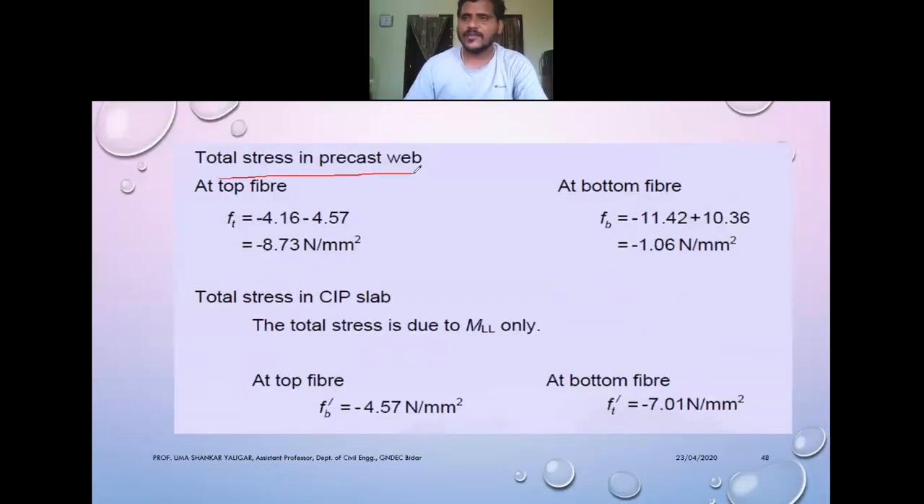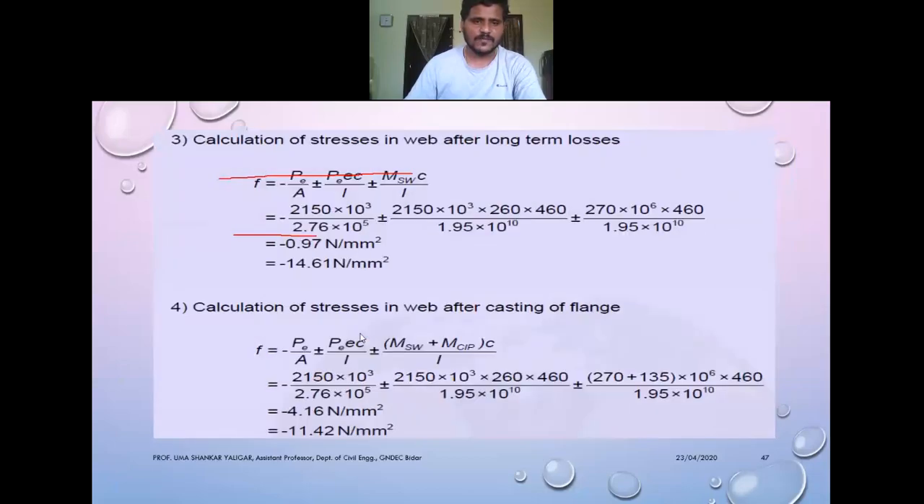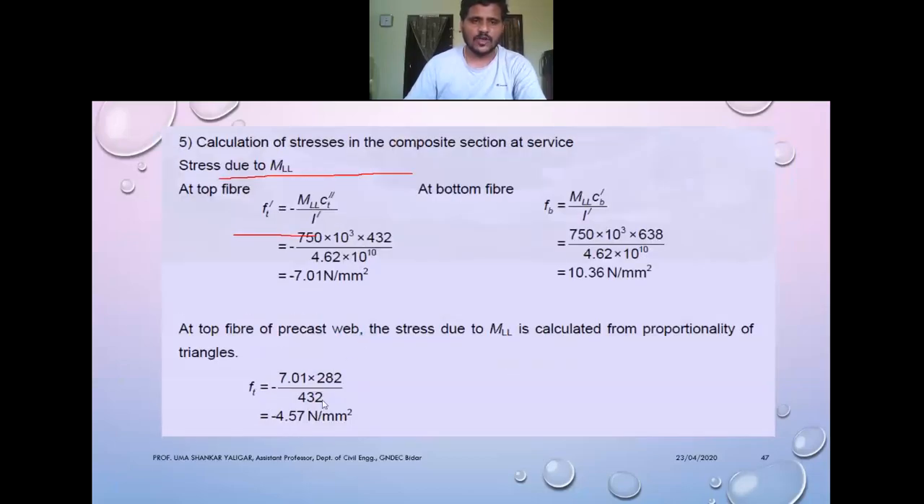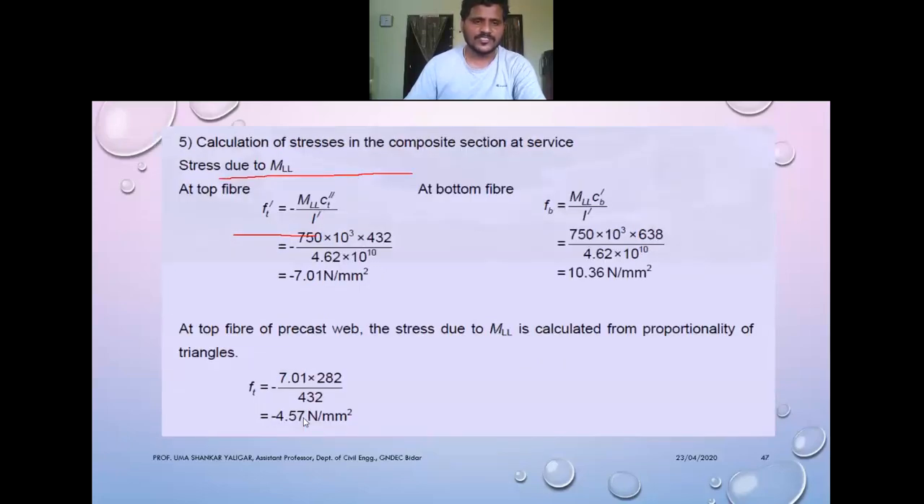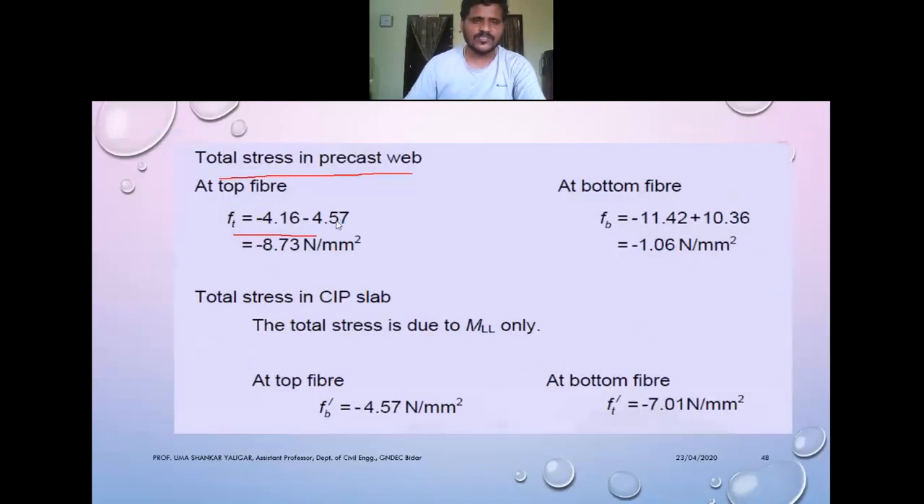Then the total stress in the precast web. At the top fiber, you have already calculated minus 4.16, and minus 4.57 is the stress at the top of the precast web due to the live load moment. So it is minus 4.16 minus 4.57, which is almost minus 8.73 Newton per mm square. Similarly, for the bottom fiber, minus 11.42 plus 10.36, which is almost minus 1.06 Newton per mm square.